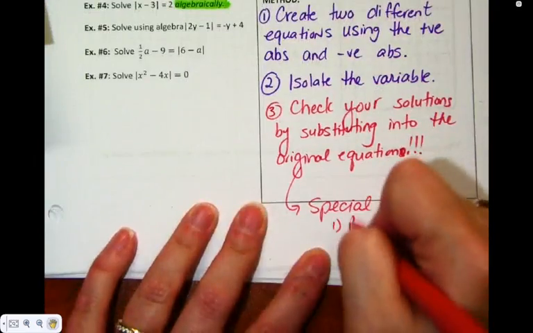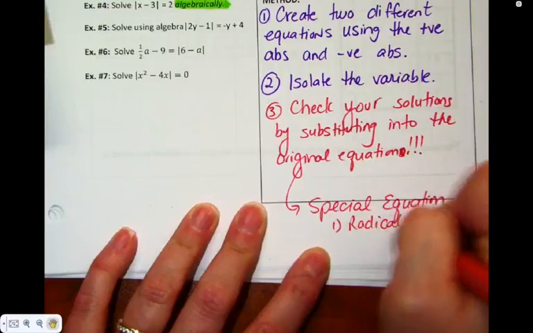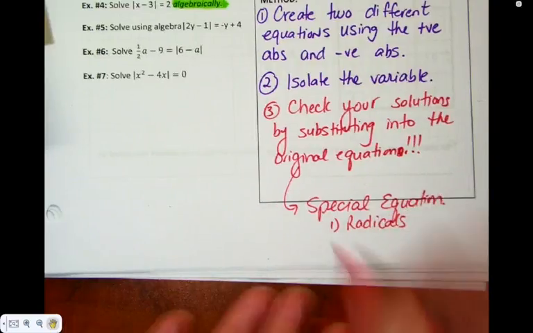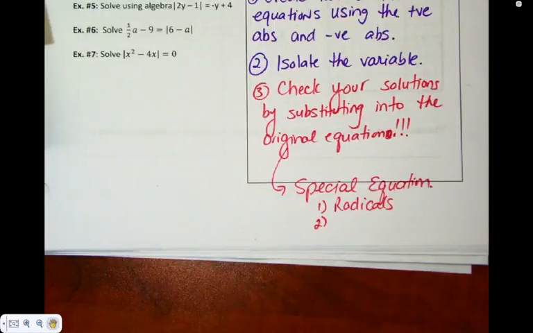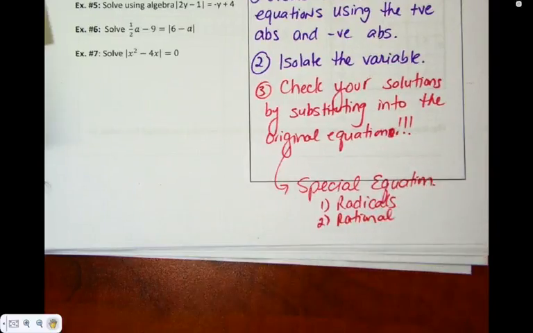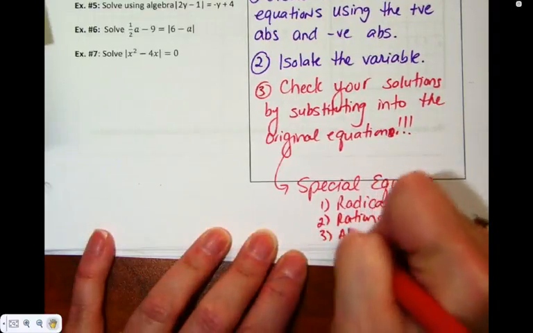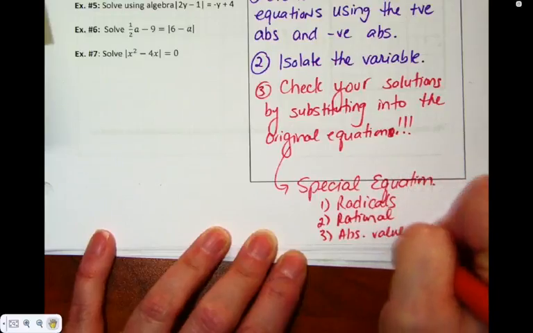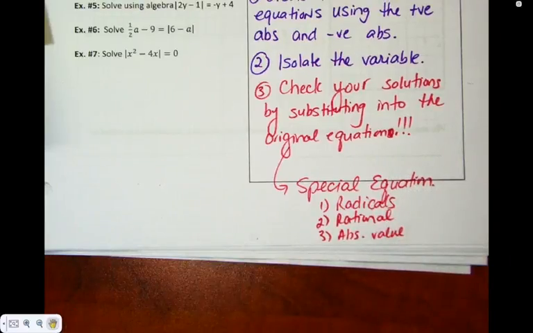First type we met were radicals. Second type we met were rational, from last unit. That's where we check the NPVs. And the third type is absolute value. And then you meet the fourth type next year. Logarithmic. Good stuff. So absolute value is one of our special equations that we need to check.